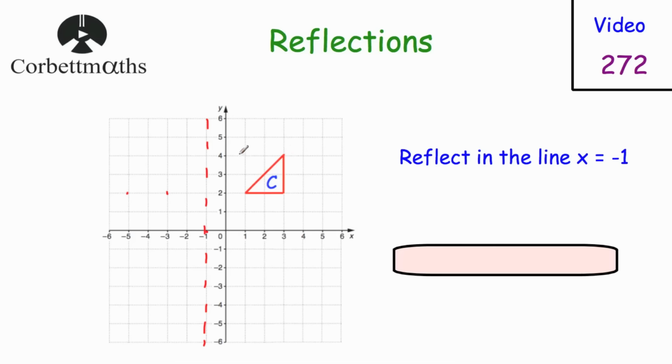So it's 1, 2, 3, 4 to the mirror line. So we need to go another 4, 1, 2, 3, 4. So it's going to be there. Now we get a ruler and pencil and we just join up that shape. And we have reflected C in the line x equals -1.